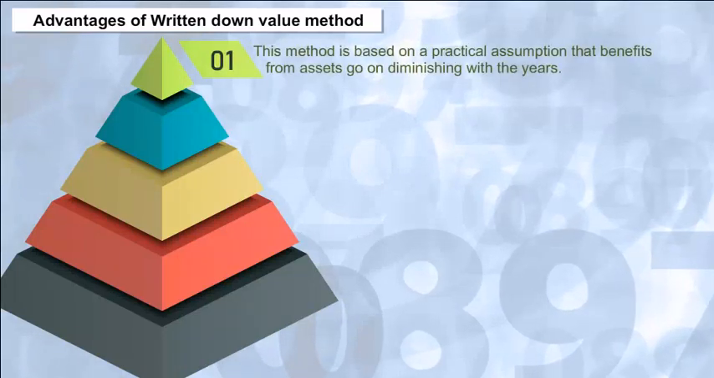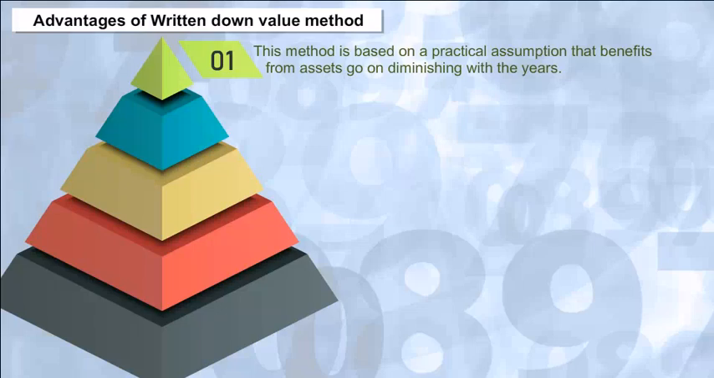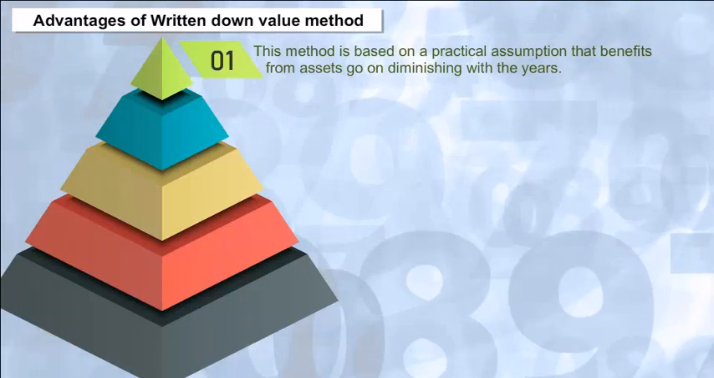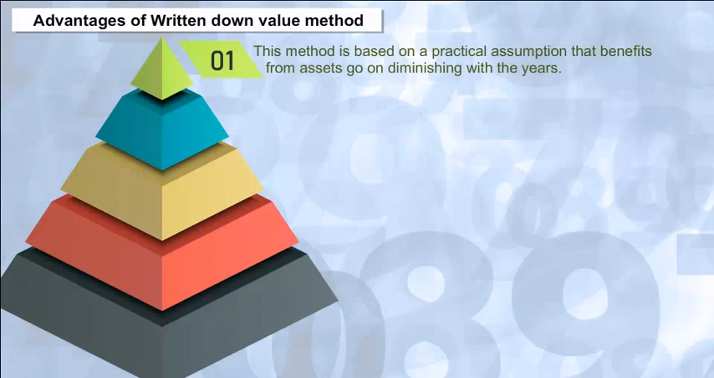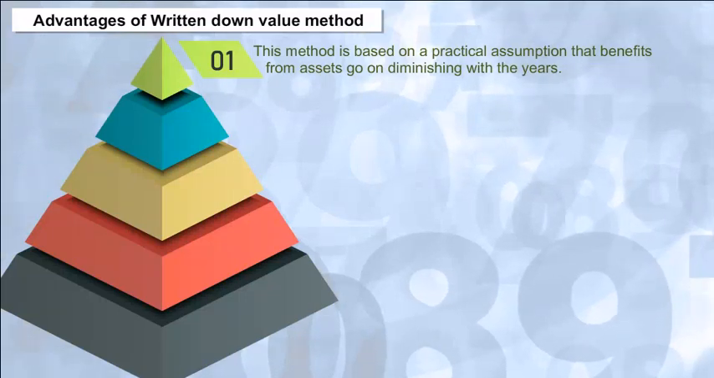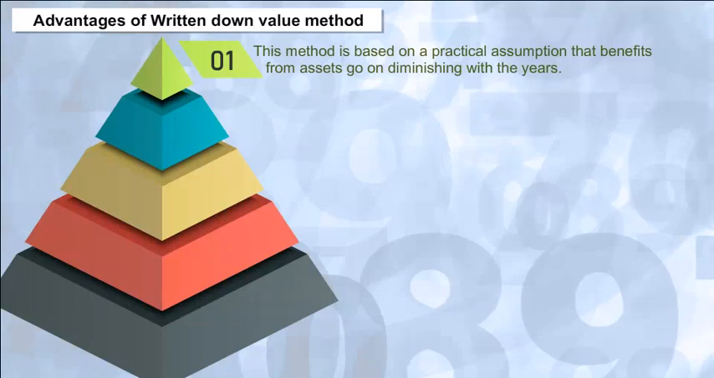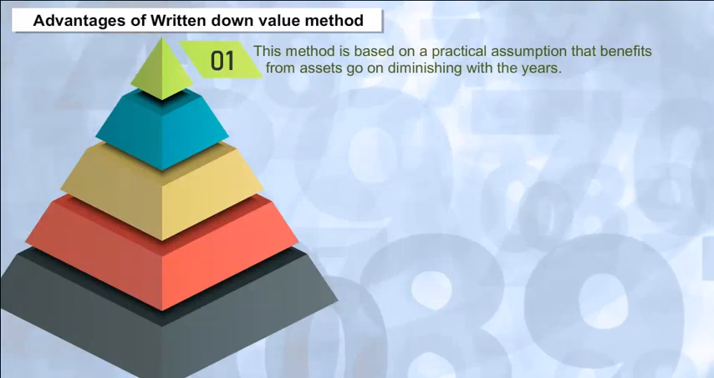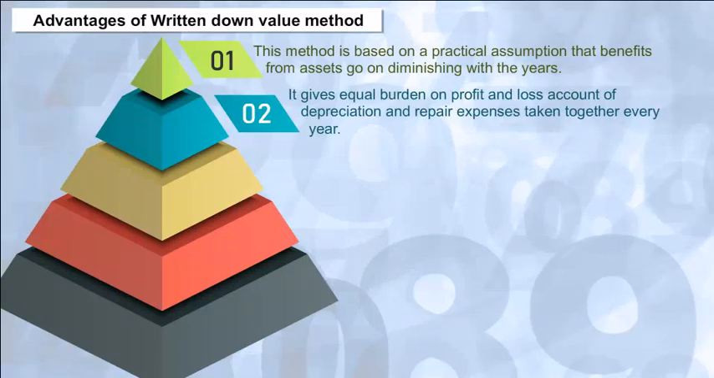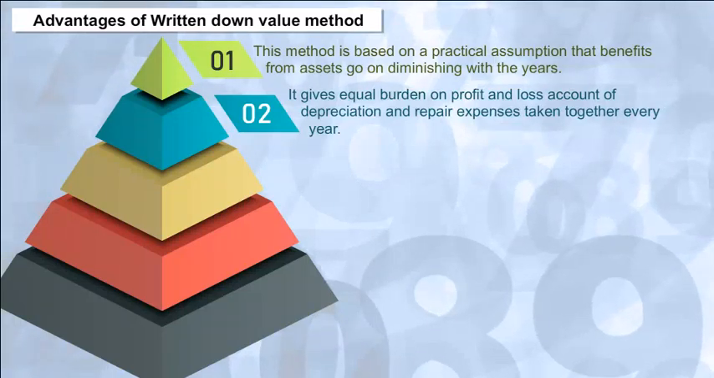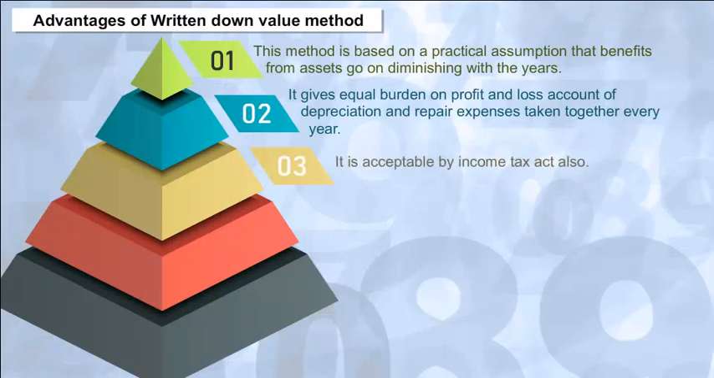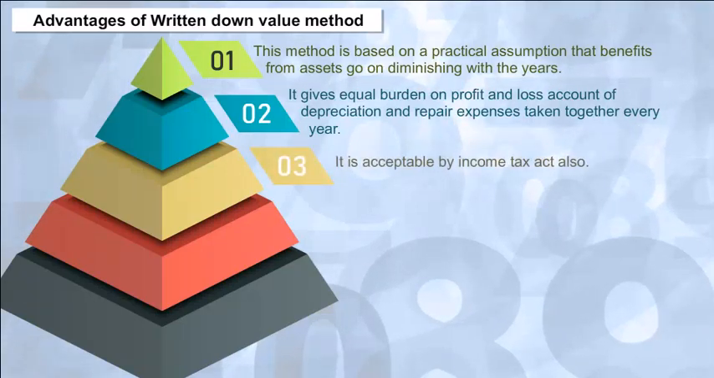This method is based on a practical assumption that benefits from assets go on diminishing with the years. Hence, in this method, higher depreciation is charged in the earlier years when the assets are more useful. It gives equal burden on profit and loss account of depreciation and repair expenses taken together every year. It is acceptable by Income Tax Act also.